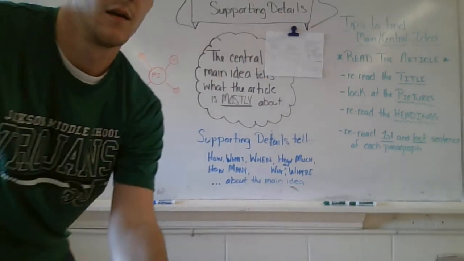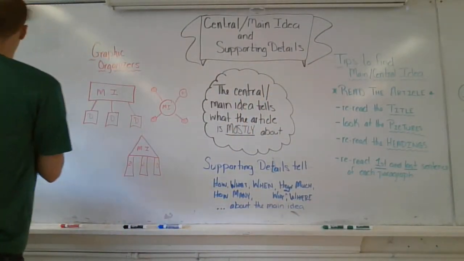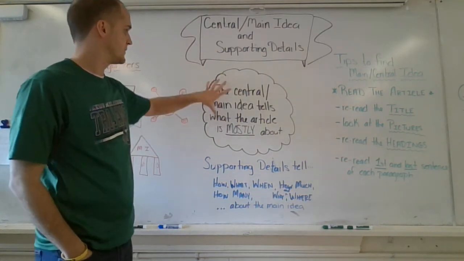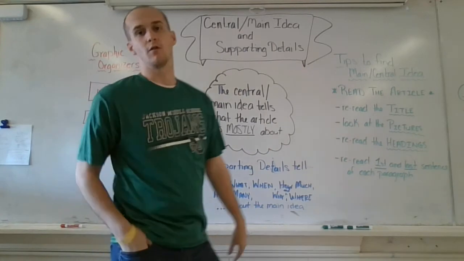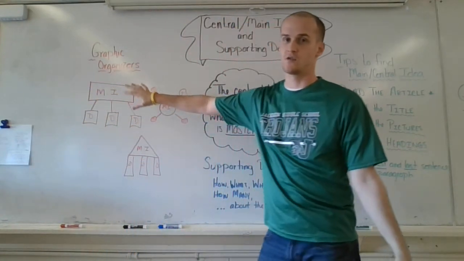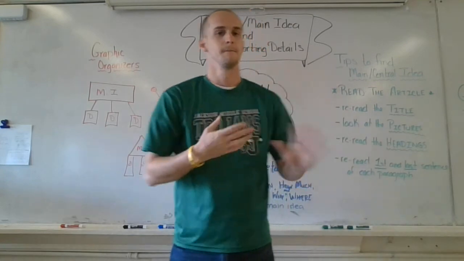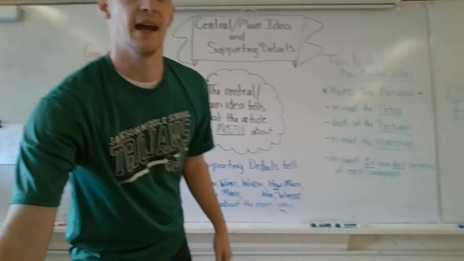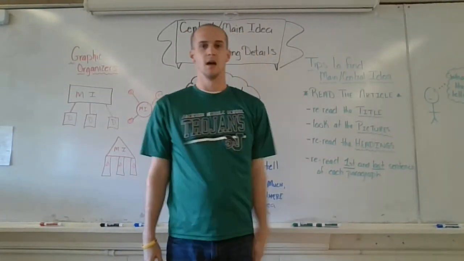So, what you now have is an explanation of what both the central and the main idea and the supporting details are. You have a graphic organizer to help you organize your thoughts when referencing both main idea and supporting details. And you have the tips to find the central and the main idea. All right, forgot our little guy over here.